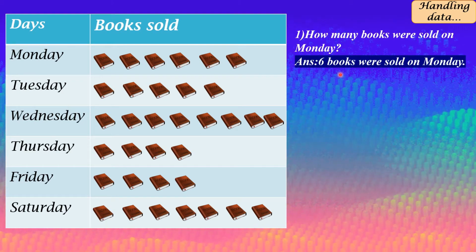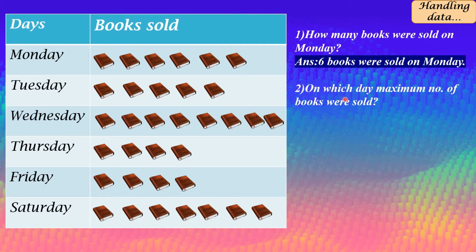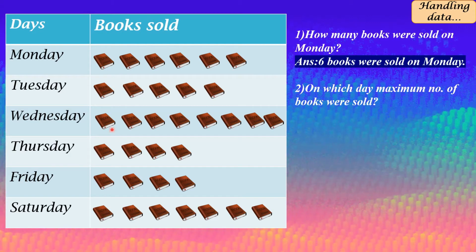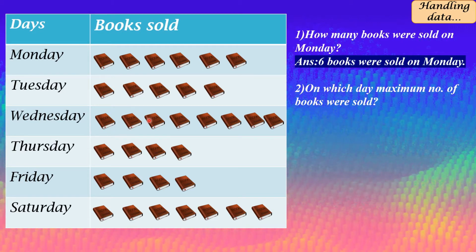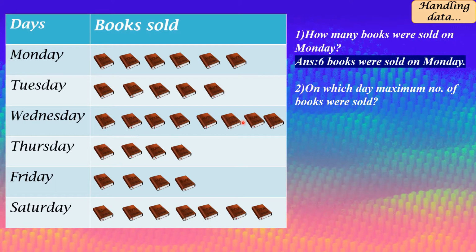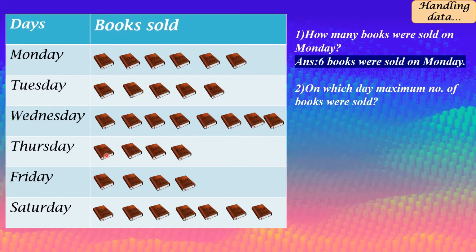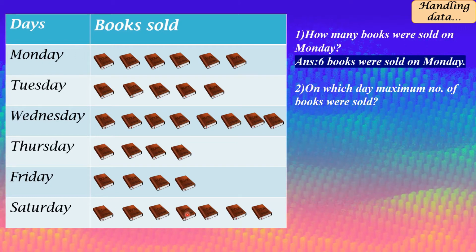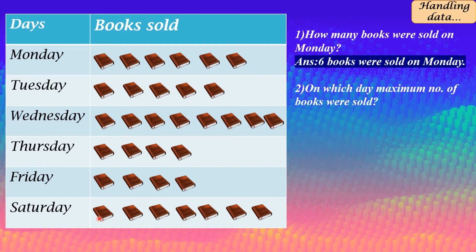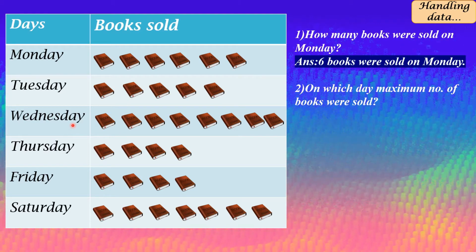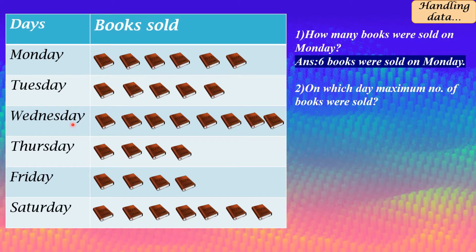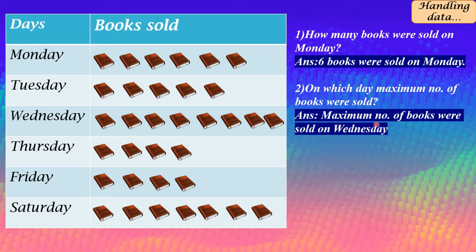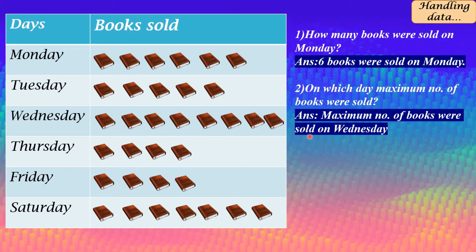Okay. Now the next question. On which day were the maximum number of books sold? On which day? Yes. 1, 2, 3, 4, 5, 6, 7, 8. And what about Saturday? The numbers look the same here. 1, 2, 3, 4, 5, 6, 7. Yes, on Saturday 7, and the maximum number of books were sold on which day? Yes, of course, on Wednesday. Maximum number of books were sold on Wednesday.